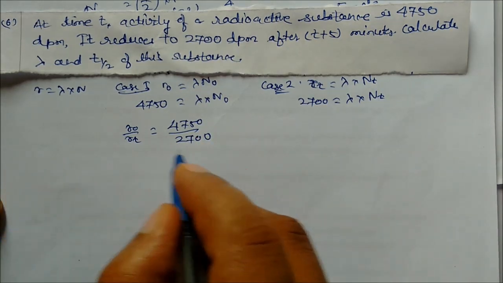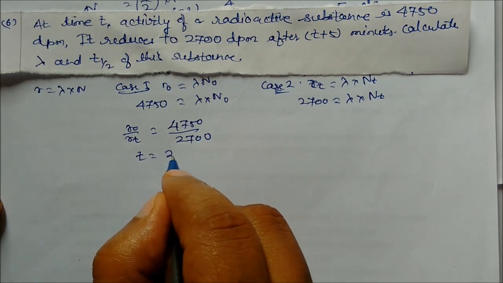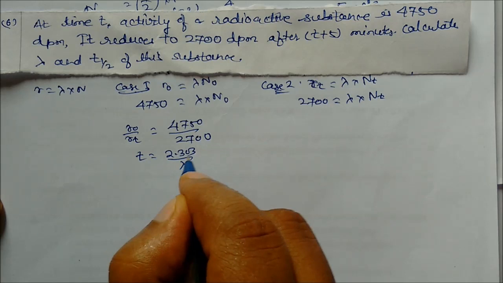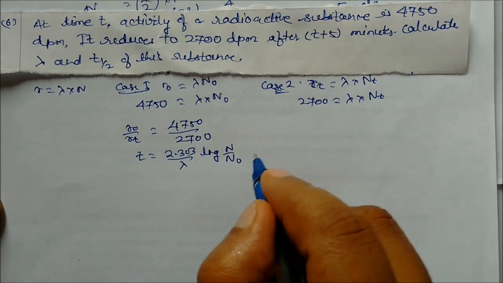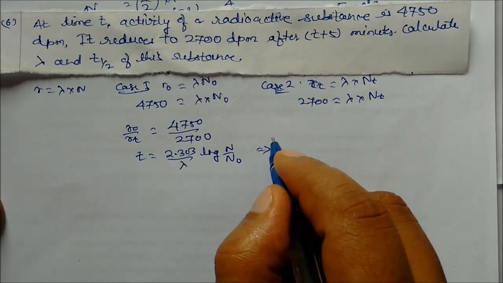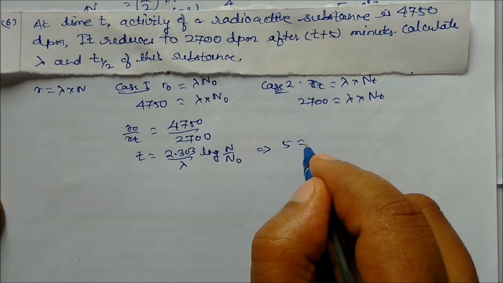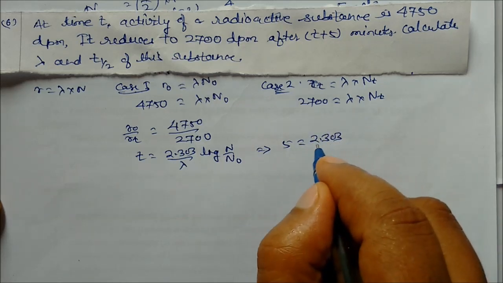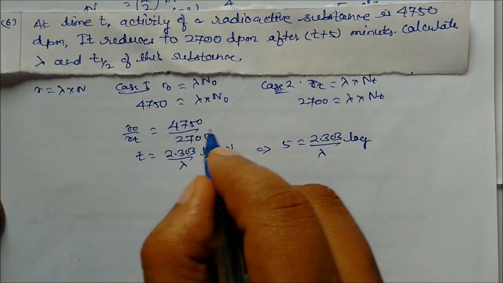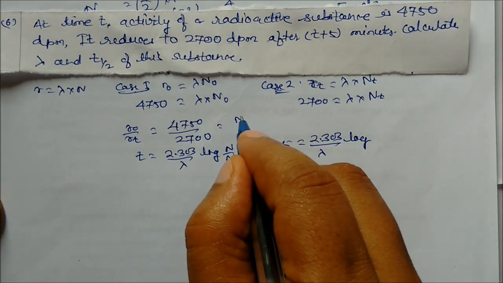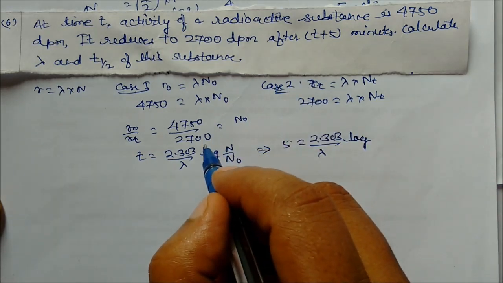Now we see, time is equal to how much? 2.303 divided by lambda and log of N by N naught. So the answer will be here. Time we know: after t plus 5 minutes, so 5 minutes is given. So 2.303 divided by lambda and log N naught by N, which is nothing but 4750 by 2700.